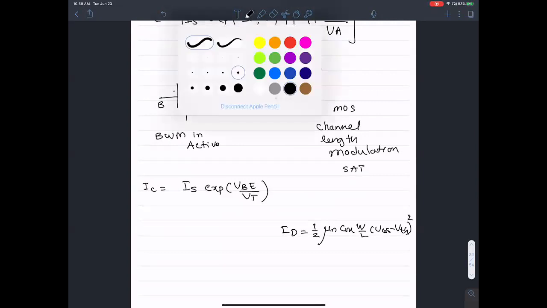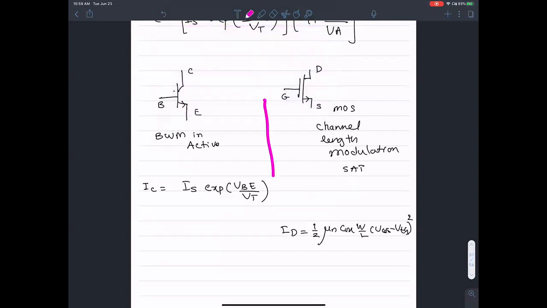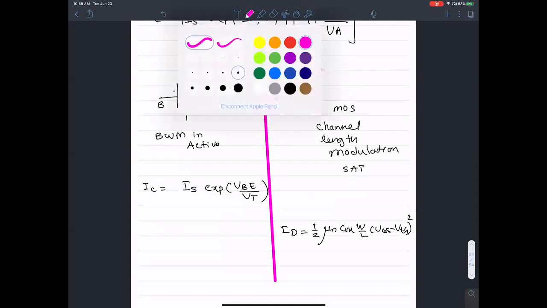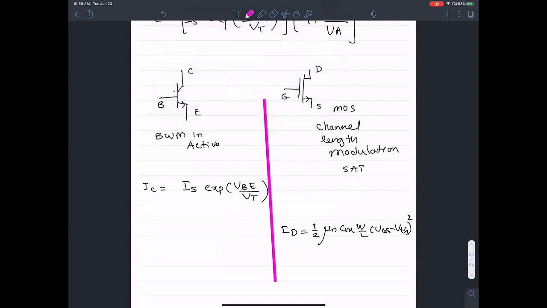Okay, there is an undeniable similarity between the two. Give me a second to point them out. Okay, the drain current that's flowing in the drain is similar to the collector current IC over here. So that's this guy, IC, is similar to the drain current.